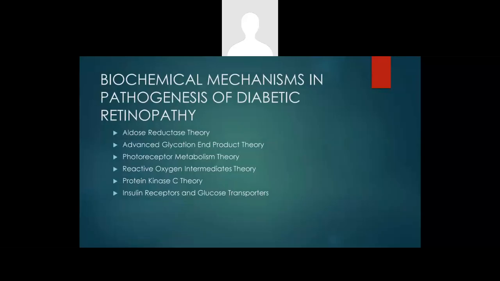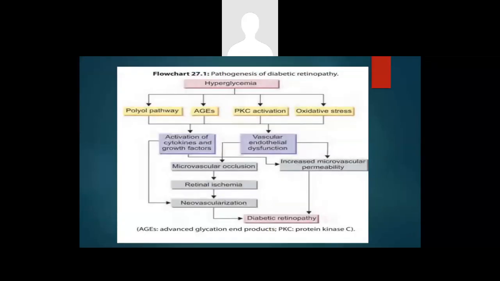There are many biochemical mechanisms that have been stated in the pathogenesis. The main mechanisms are the aldose reductase theory, the advanced glycation end product theory, the reactive oxygen intermediates theory, the protein kinase C theory, and the insulin receptor and glucose transporters theory. The main culprit, as you all know, is hyperglycemia, which activates the polyol pathway, advanced glycation end products, protein kinase C activation, and oxidative stress. These are the main things happening.